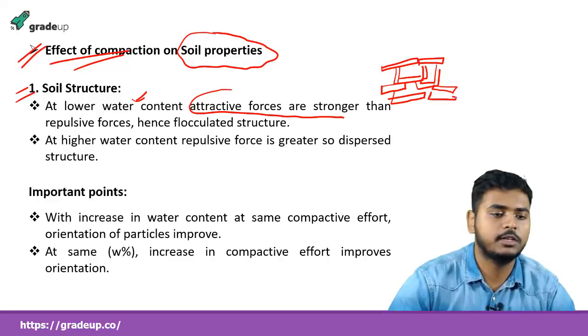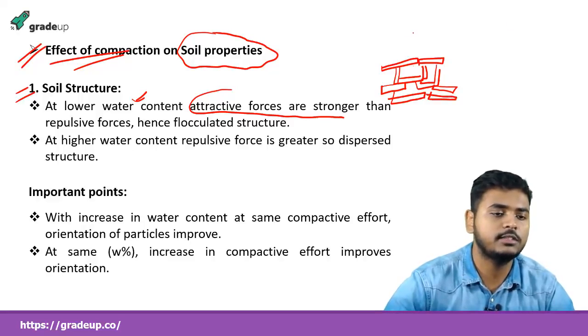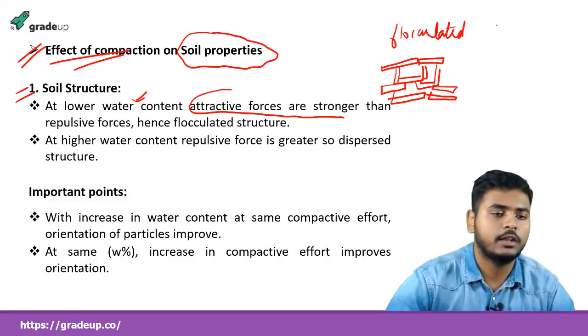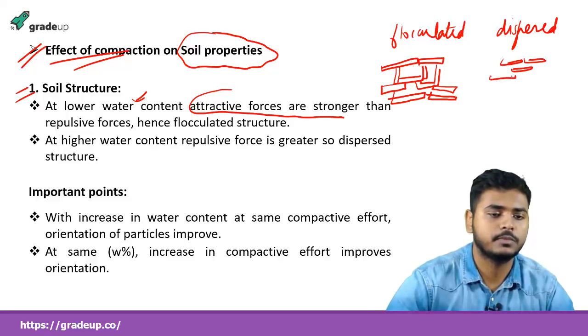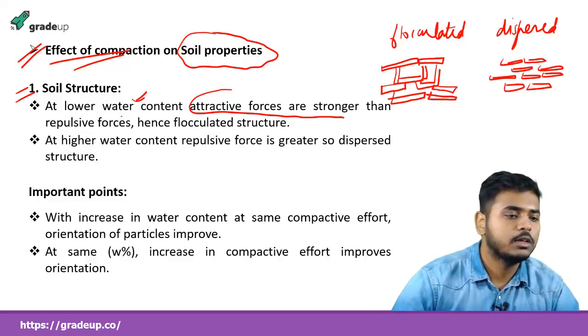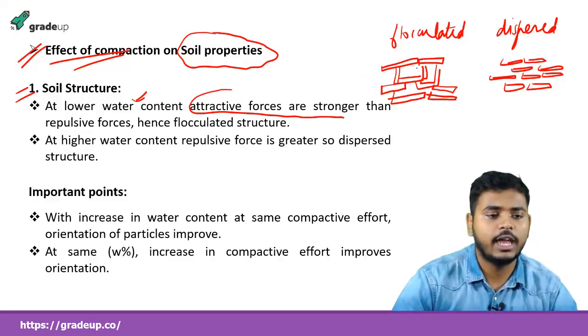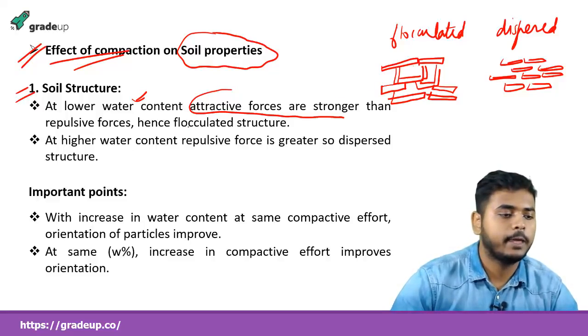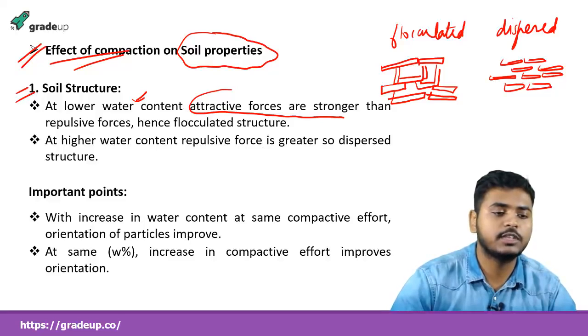Here the compressibility is less, as I have already mentioned in the previous slides. This is the flocculated. Okay, and in dispersed, the voids reduce. This is the dispersed case. Okay, so when we have lower water content, attractive forces are stronger and it is a flocculated state. And in higher water content, the repulsive forces are greater, and so it is a dispersed structure.